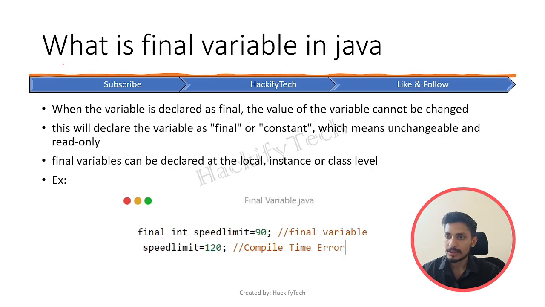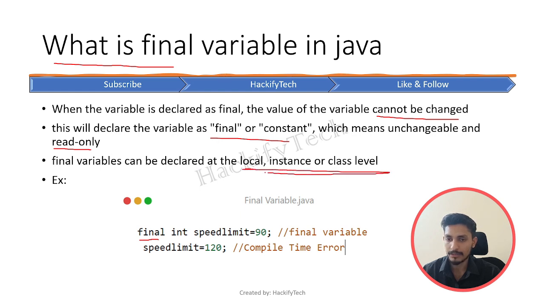So next we have, what is a final variable in Java? Basically, if you want to create a constant, or a variable where the value should not be changed, the value should be constant throughout the program and it should be only readable. We can't override or change the value of that variable. Those kinds of variables are declared with the final keyword. A final variable can be declared as a local variable, an instance variable, or a class level variable. We can declare it wherever we want, inside a class, a method, or as a static variable as well.